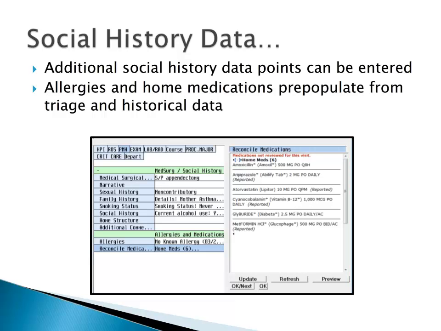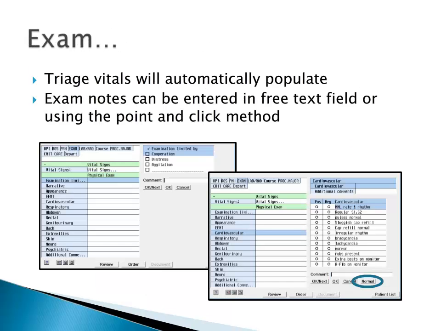Additional social history data points can be entered in the History tab. A review of the allergies and home medications is available in this area of the template, and it will appear in the visit note. Allergies and home medications pre-populate from triage and are also pulled forward from historical data within the record. Triage vital signs will automatically populate into the note.